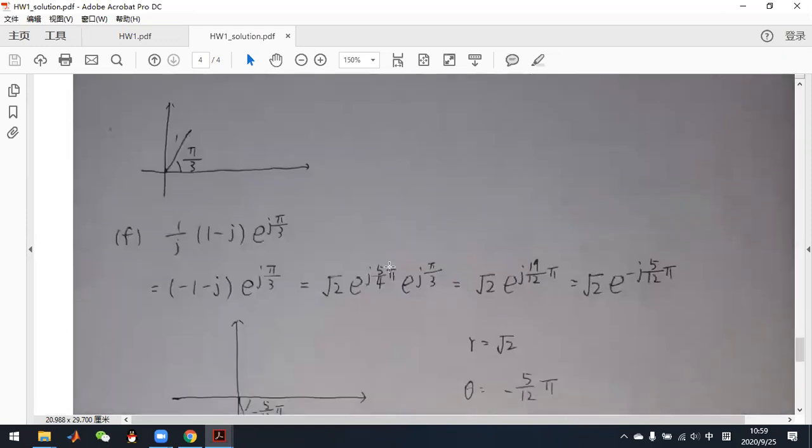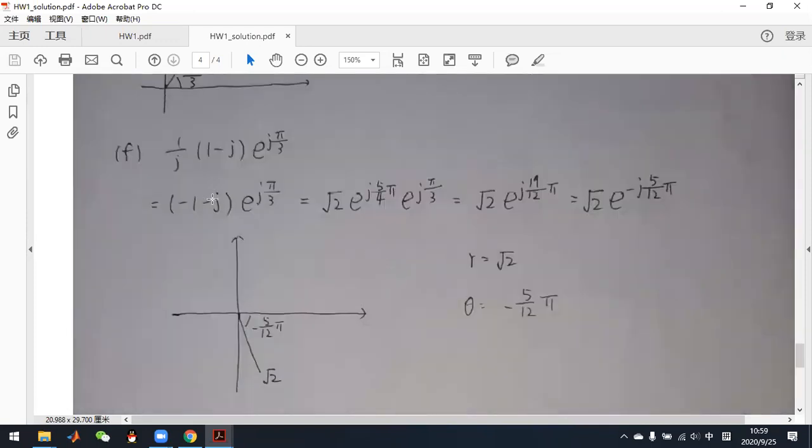And the next one, it is also easy to solve in the polar form. I see some of you use Euler's formula to represent the exponential, and then they obtain a very complicated expression, and then they don't know how to find the magnitude and the angle. But in the polar form, it will be much easier.